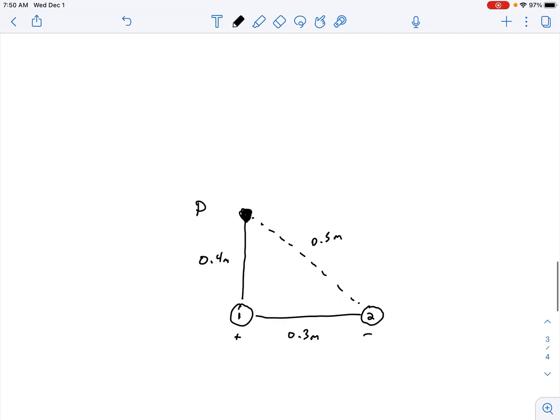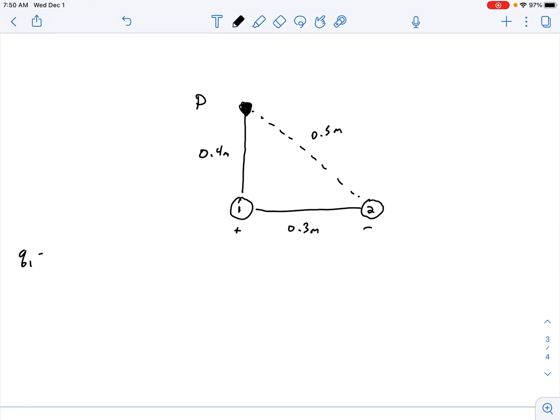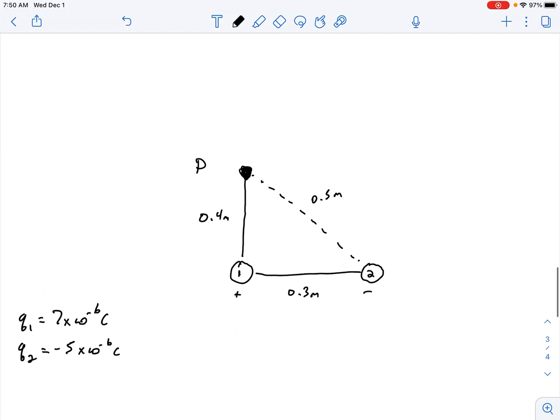What do we know? Well, we know that Q1 is 7 times 10 to the minus 6 coulombs. Q2 is negative 5 times 10 to the minus 6 coulombs. Okay. So how do we do this? Well, charge 1 is going to produce a field. That'll be the electric field from charge 1. Charge 2 produces an electric field. Charge 2 is negative, so the direction of that field would be towards charge 2. So that would be field E2, that way.